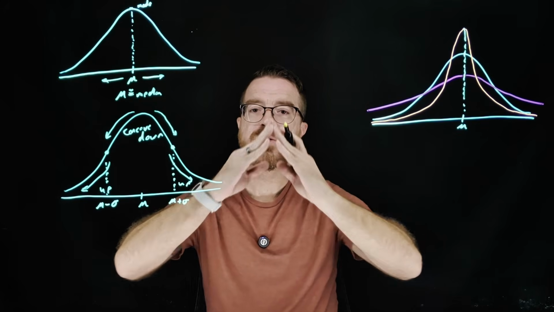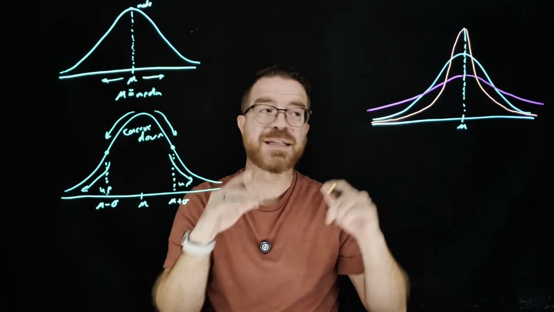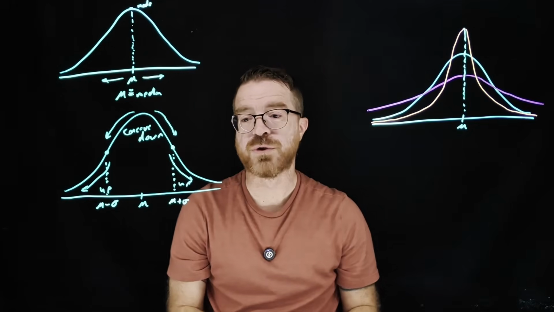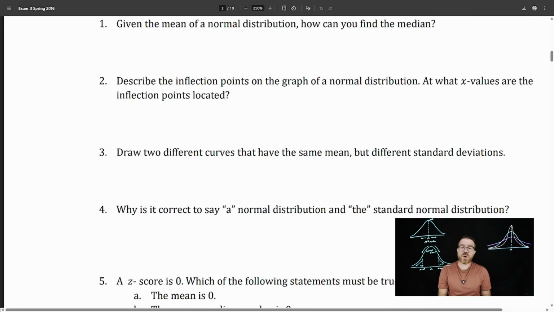If you get a smaller standard deviation, your peak would have to increase to keep the area under the graph equal to 1. Problem 4 asks, why is it correct to say a normal distribution and the standard normal distribution?